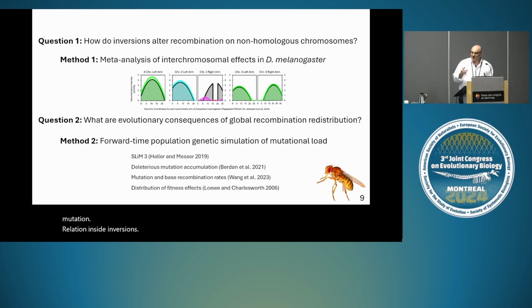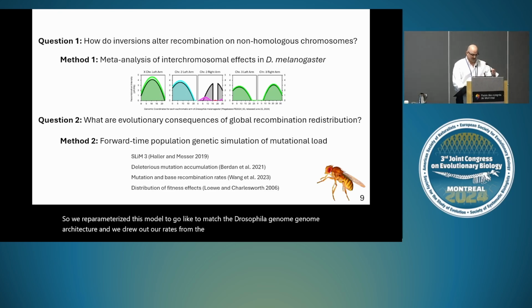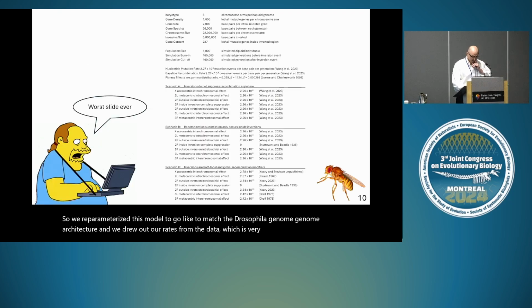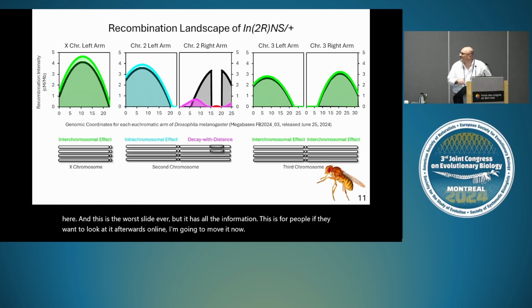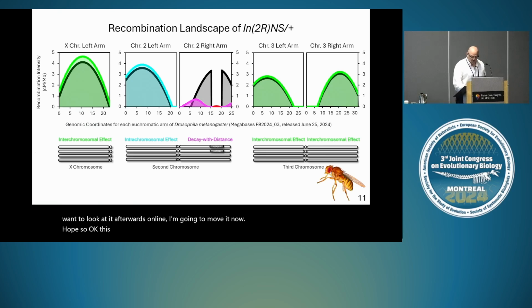So we reparameterized this model to match the Drosophila genome architecture, and we drew our rates from the data, which is very Scottish influenced over here. And this is the worst slide ever, but it has all the information. This is for people if they want to look at it afterwards online. I'm going to move on now. Okay, this is what we saw earlier at the end of the results, and now I'm going to add those evolutionary results in context of our transmission genetic effects.